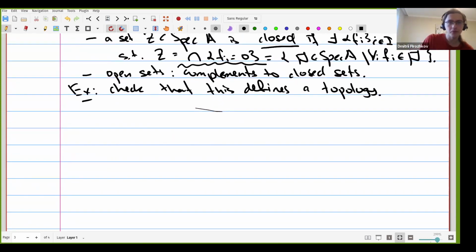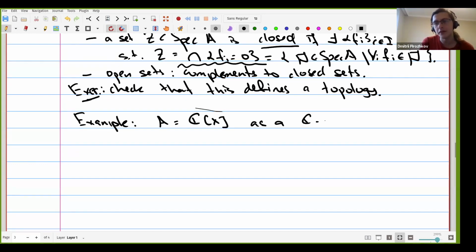Right. So this is an exercise, and now we can look at an example. Let's say we have a ring that's a ring of polynomials over complex numbers, as a C-algebra. Though it's not important for the rest that I consider this as an algebra over complex numbers.